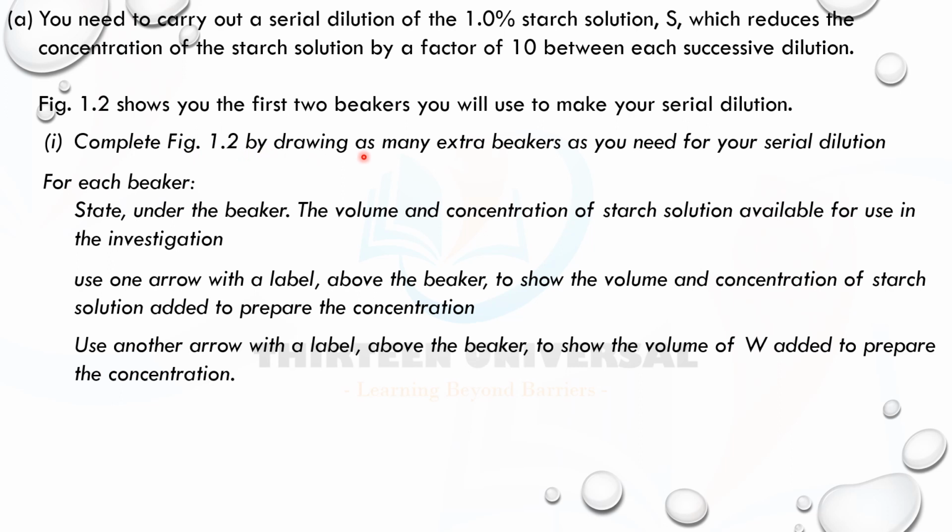Complete Fig 1.2 by drawing as many extra beakers as you need for the serial dilution. For each beaker, state under the beaker the volume and concentration of starch solution available for use in the investigation. Use one arrow with a label above the beaker to show the volume and concentration of starch solution added to prepare the concentration. Use another arrow with a label above the beaker to show the volume of W, that's distilled water, added to prepare the concentration. Make sure you understand and follow it.